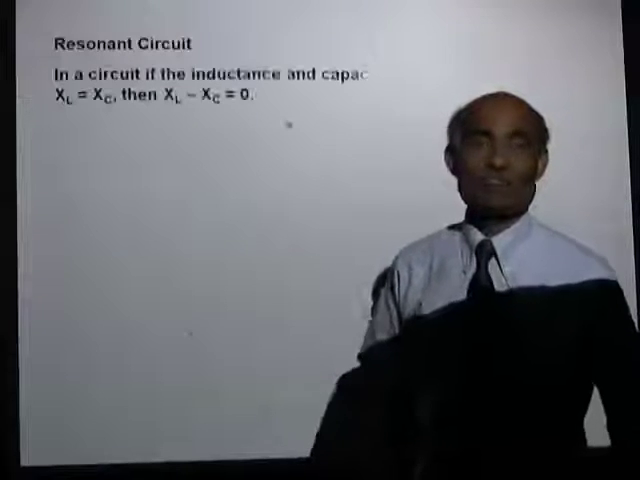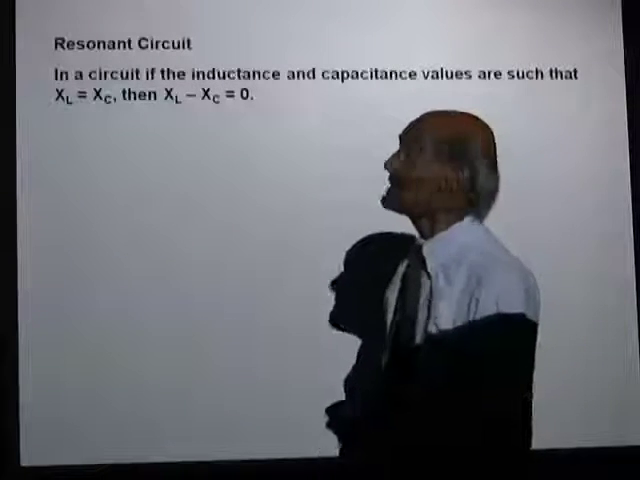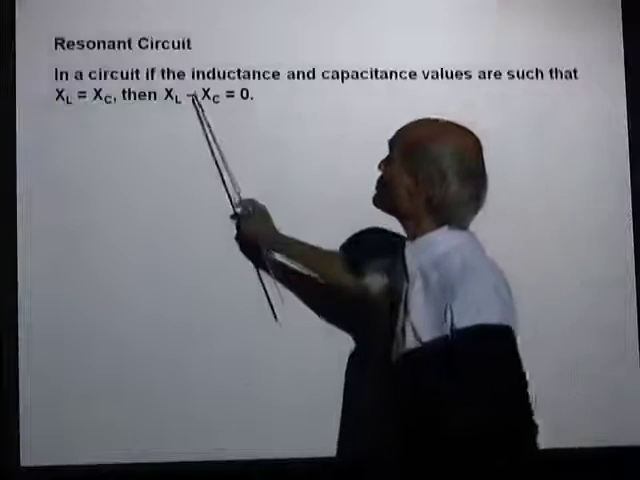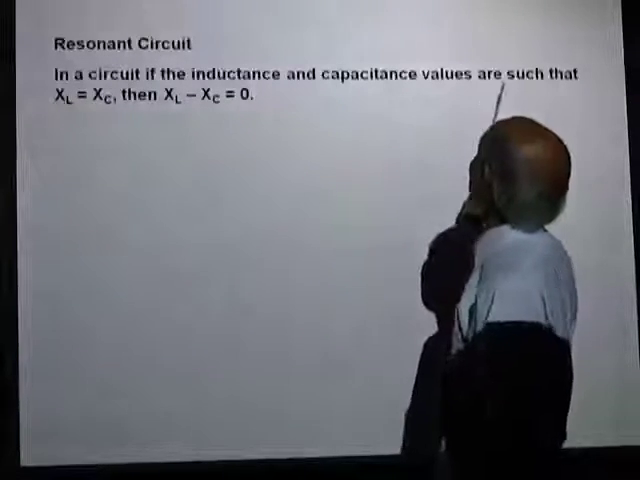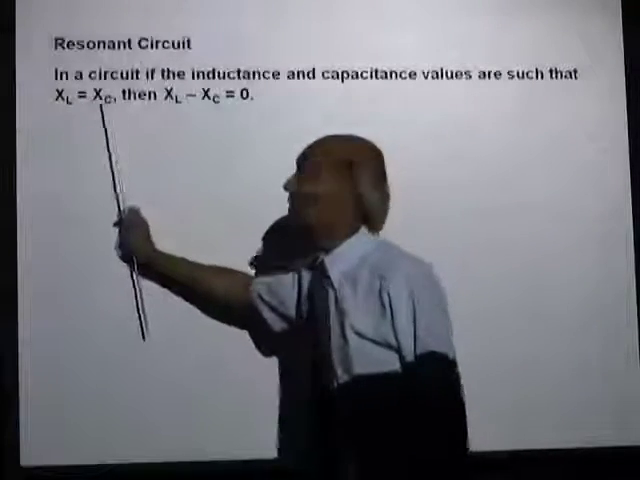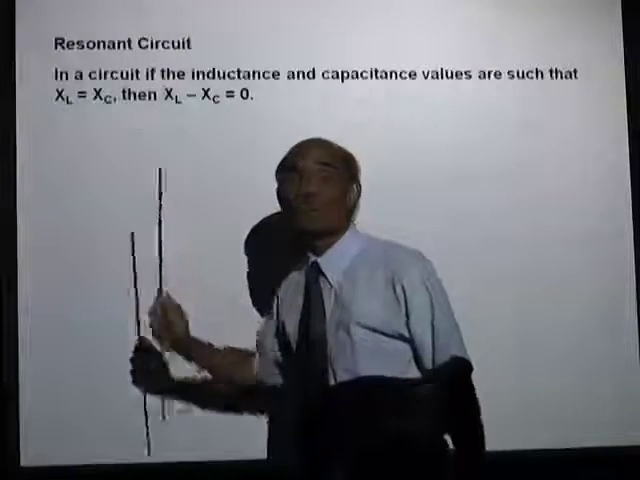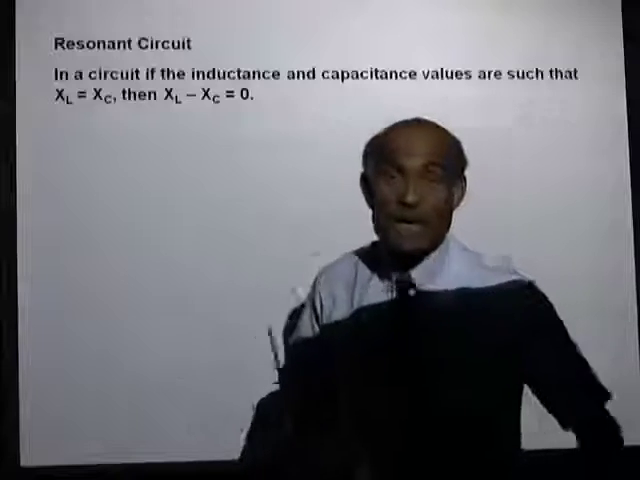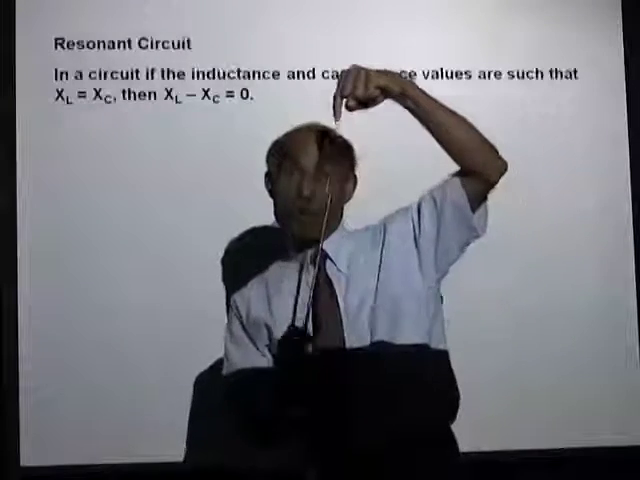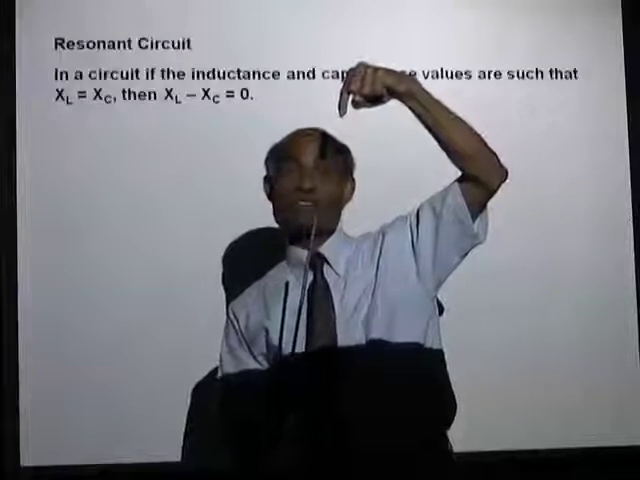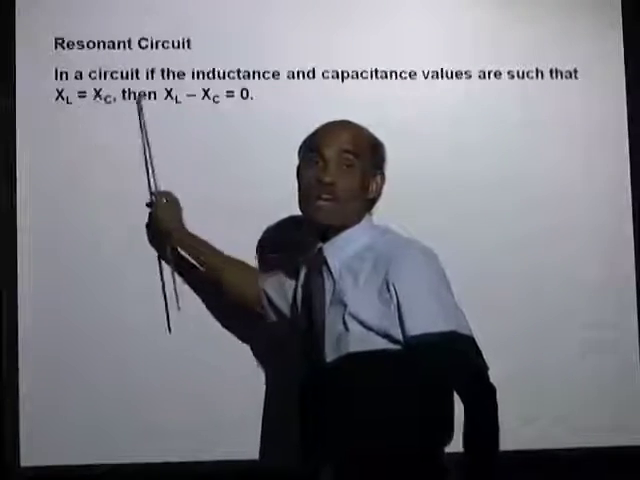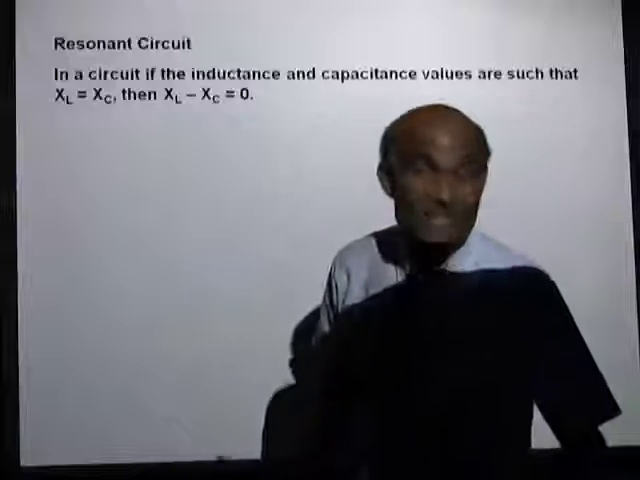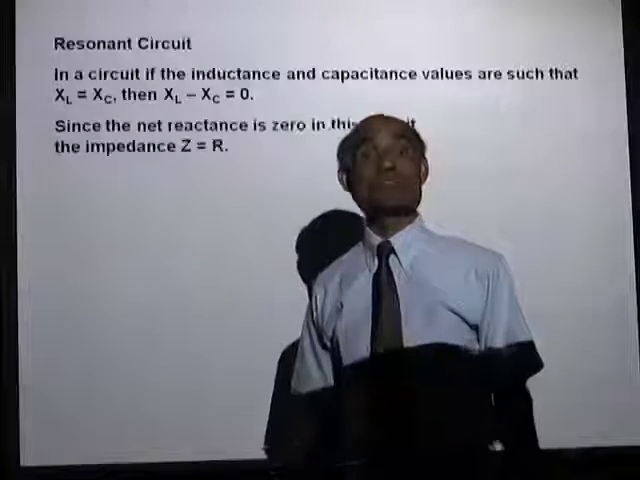Now, what is a resonance circuit? Very often this is used in electrical engineering. In a circuit, if the inductance and the capacitance values are such that XL equals XC. Now remember, XL and XC are 180 degrees out of phase. That means if the magnitudes of these are the same, then XL minus XC will be equal to 0.